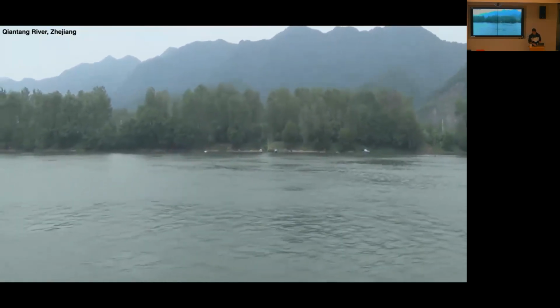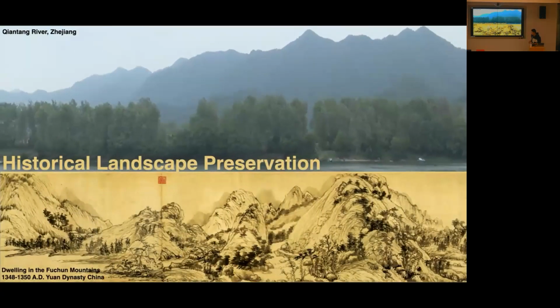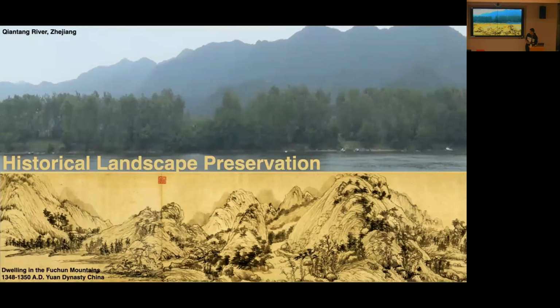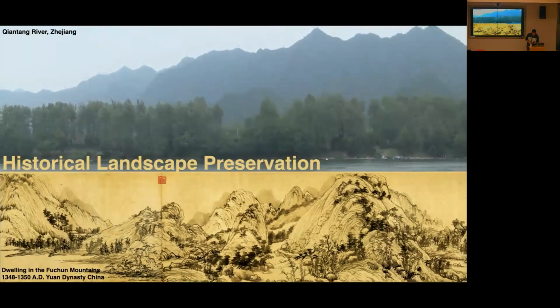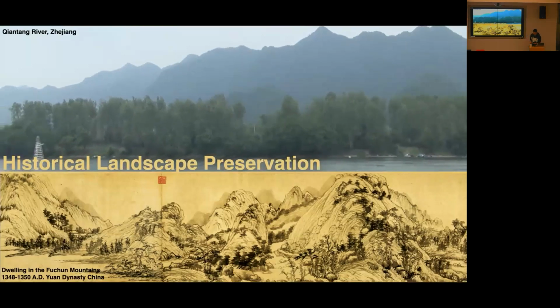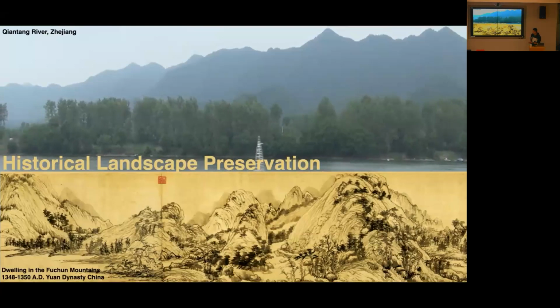Why 800 years ago? Because there's a very famous painting in China called Dwelling in the Fuchun Mountains. It is very, very famous, which also makes this river very famous, because it's a representation of the ultimate spiritual pursuit of traditional Chinese scholar officials.